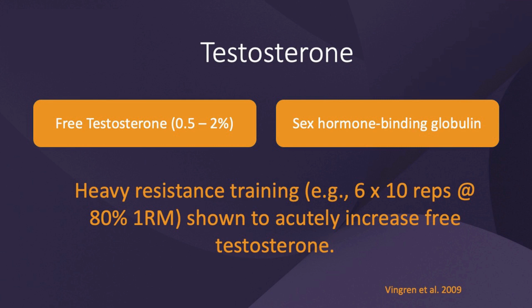Free testosterone accounts for 0.5 to 2% of total testosterone. To illustrate this, a study that looked at the response to heavy resistance exercise, where the participants performed 6 sets of 10 repetitions at 80% of their 1RM, acutely increased their free testosterone in both men and women participants, despite a smaller increase in the female participants.